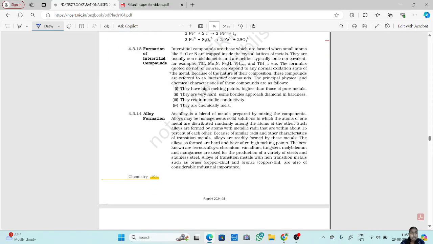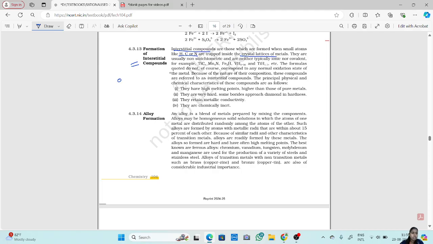For interstitial compounds. Now, what are interstitial compounds? Interstitial compounds are those which are formed when small atoms like hydrogen, carbon, or nitrogen are trapped inside the crystal lattice of the metals. These interstitial compounds are basically formed when smaller atoms like hydrogen, carbon, or nitrogen are trapped inside the crystal lattice of the metals.